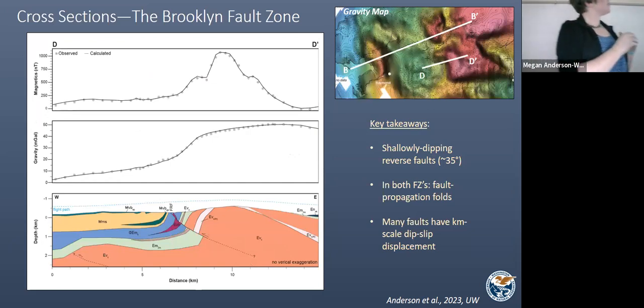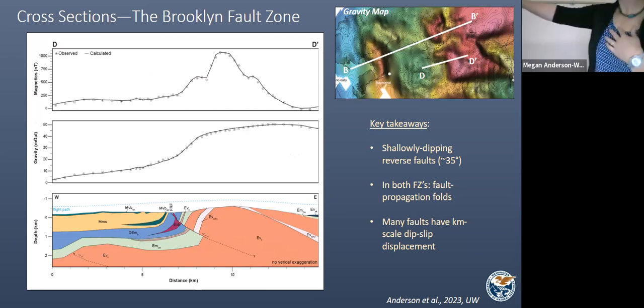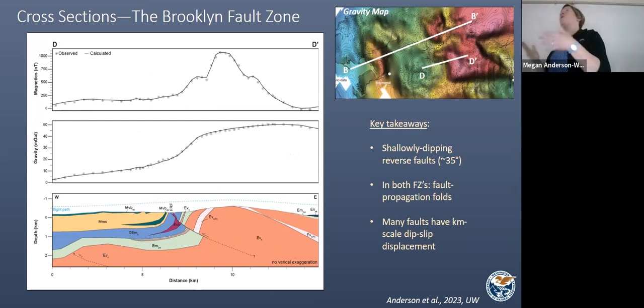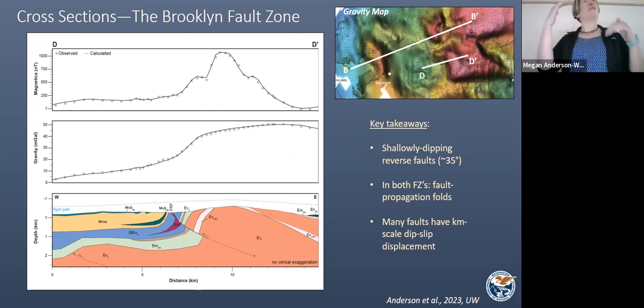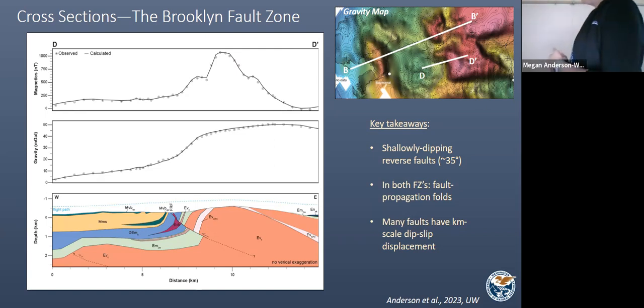In addition, we did transects across this Brooklyn fault zone to the west. And what we learned is that this one here is actually DD prime. And what we learned is that the faults over there are actually more shallowly dipping overall, dipping at only 35 degrees. In both fault zones, we have strong fault propagation folds that are in the hanging wall and footwall. And so there's folding that is bound up in the deformation along with the faulting. And many of these faults have kilometer scale dip slip displacement. So it's not just a tiny little offset, there's quite a lot of offset on these faults. So they're pretty consequential.